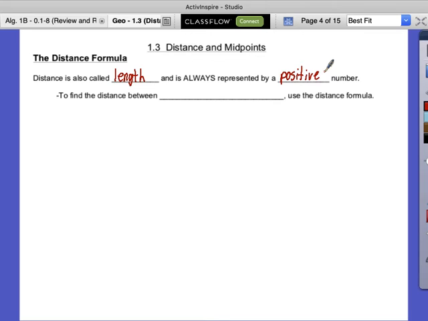So to find the distance between two points normally, you just counted, right? Last time we just counted, or you can subtract the two numbers. This time, if it's between two points on a coordinate plane, use the distance formula. I need to make that space way longer. Okay, sorry about that.